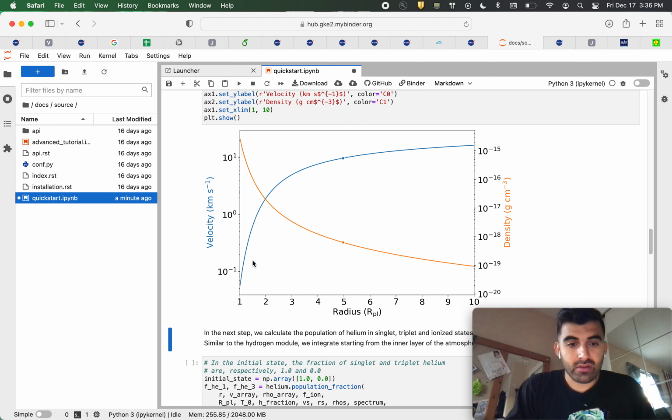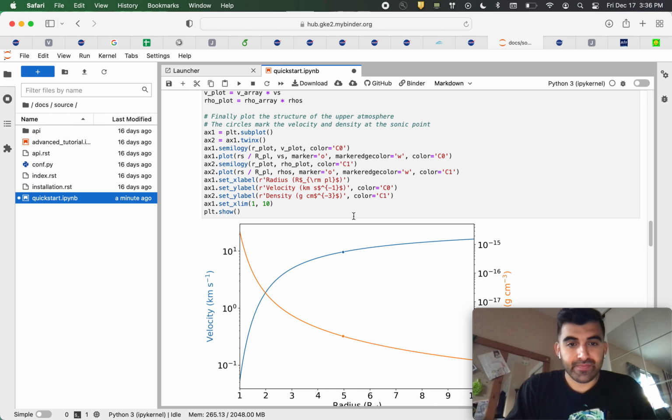And this is our distribution. So in blue is our velocity, and in orange is our density. And then the dots are the sonic points.